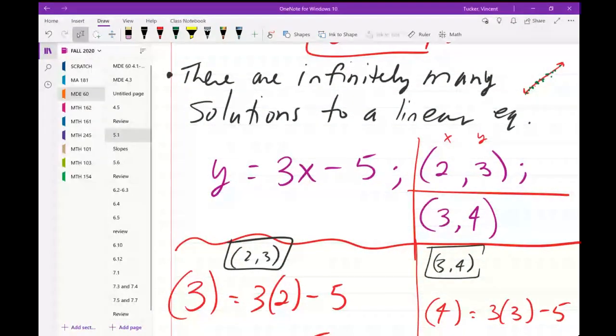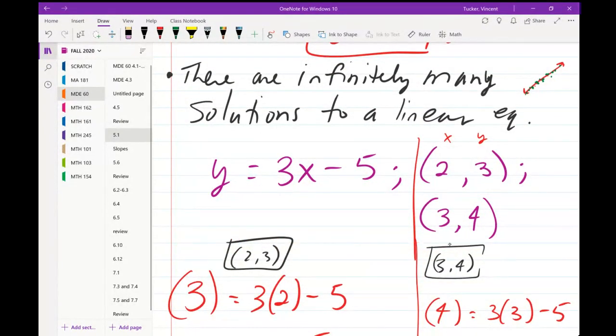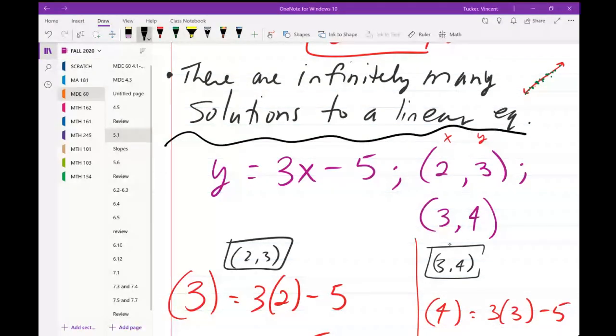All right, so here I would just do that process or that exercise again. We have y equal to 3x minus 5. We have pairs of (2, 3) and (3, 4) that we want to make sure are or are not solutions. So y equal to 3x minus 5 is our equation, and we want to try out (2, 3) and then (3, 4) to see if they work to be solutions for our equation.